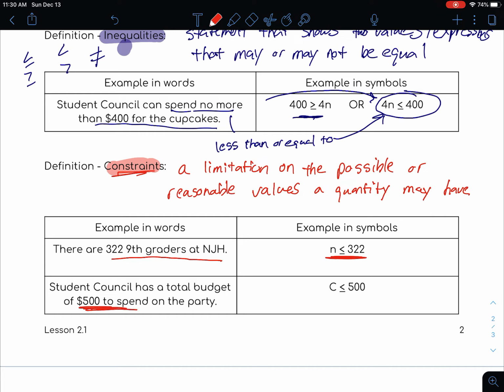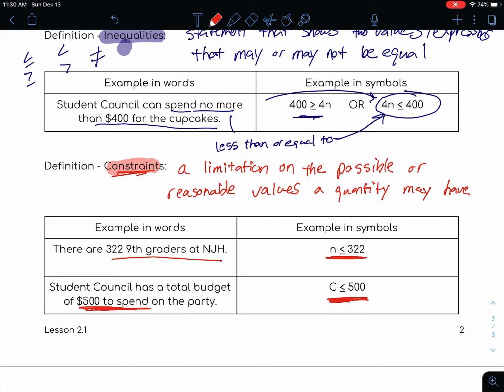All right. Another constraint may be not just the cupcake amount, but the total budget that we have for the party. And so you're not going to also be able to spend $4,000 on this particular party unless you get someone to give you a donation for that amount. So usually we have a budget. Everyone's got a budget. Your parents have a budget. Your boss has a budget. Everyone has a budget. You have a budget.